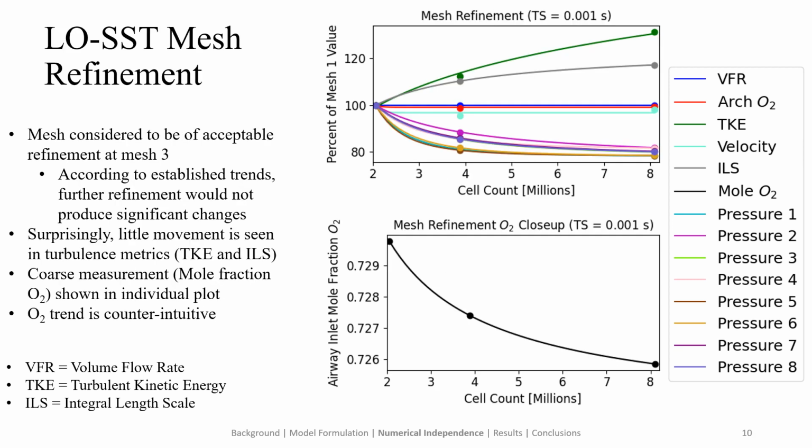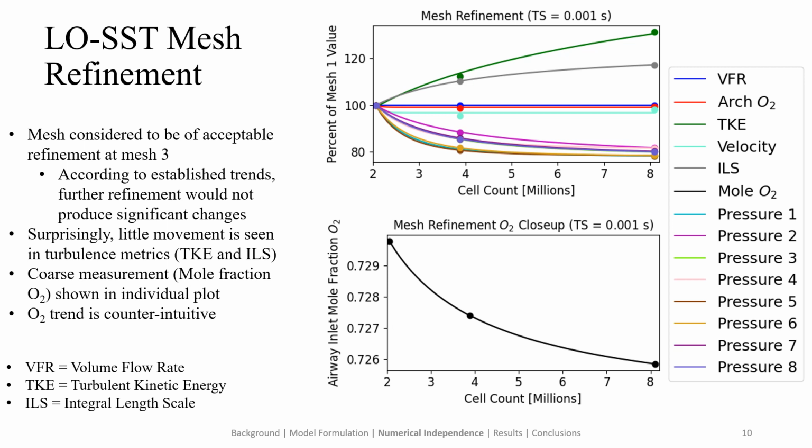Mesh refinement was broken down into LOSST and HODRSM mesh refinement studies. The fine-grained metrics showed very little variation compared to what was expected, especially the local turbulence metrics, TKE and ILS. The maximum variation from Mesh 1 to Mesh 3 was a 30% change in TKE. Mesh 3 was considered to be of acceptable refinement because the established trends showed that there would be no significant changes with further mesh refinement, and these changes would be outweighed by the increase in computational cost.